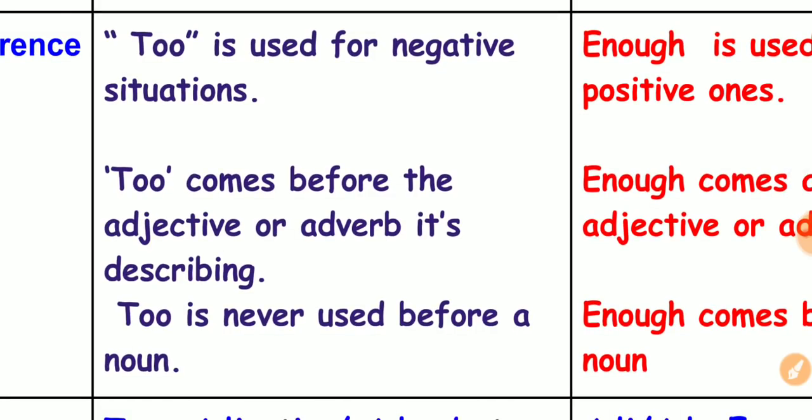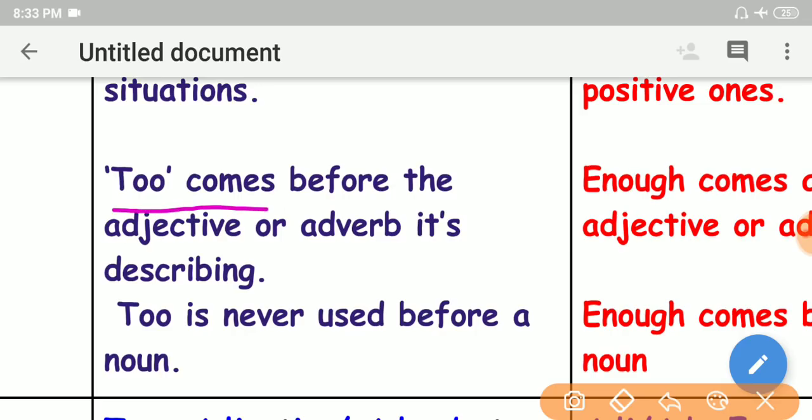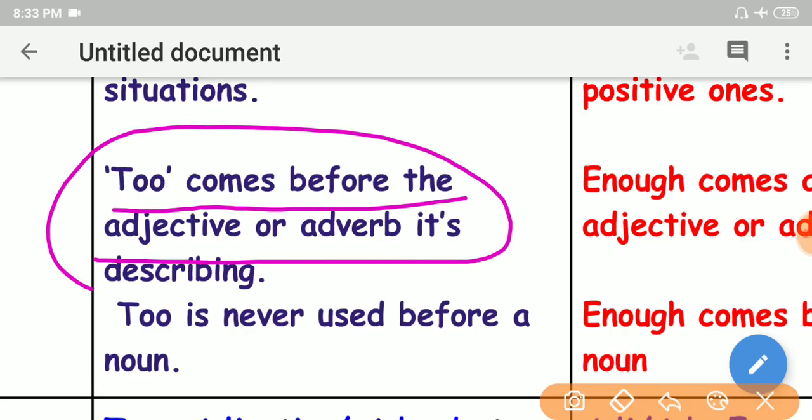So at the same time, "too" comes before the adjectives or adverbs it's describing. Generally, this one we must keep in our mind. Wherever we use "too", it should be placed before an adjective or adverb. Too big, too small. Like this. Too early to wake up. It is too early to wake up. Early is an adverb, so before that, "too" is used. So if you want to use "too", then we must use it before adjectives or adverbs, my dear friends.